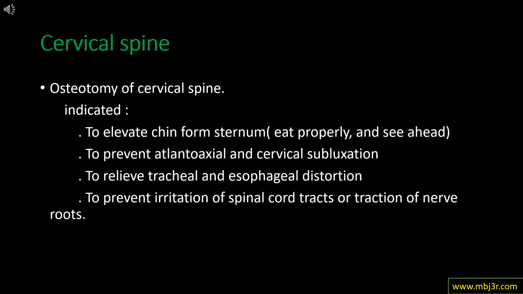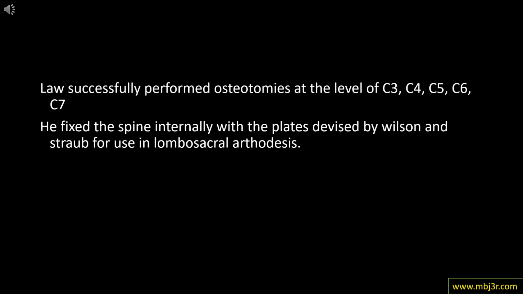In the cervical spine, osteotomy of the cervical spine is indicated to elevate the chin from the sternum, to prevent atlantoaxial and cervical subluxation, to relieve tracheal and esophageal distortion, and to prevent irritation of the spinal cord tracts or traction of the nerve roots. Law successfully performed osteotomies at the level of C3, C4, C5, C6, C7. He fixed the spine internally with the plates devised by Wilson and Stroop for use in lumbosacral orthosis.